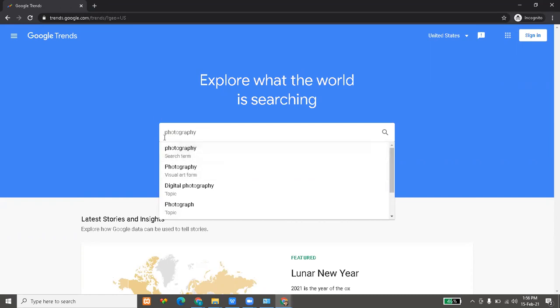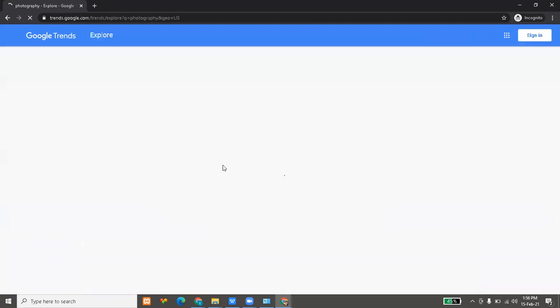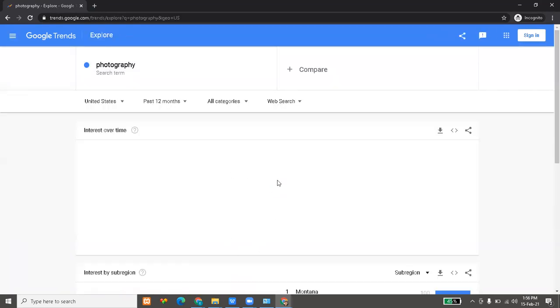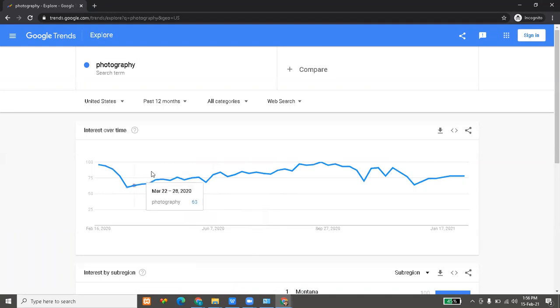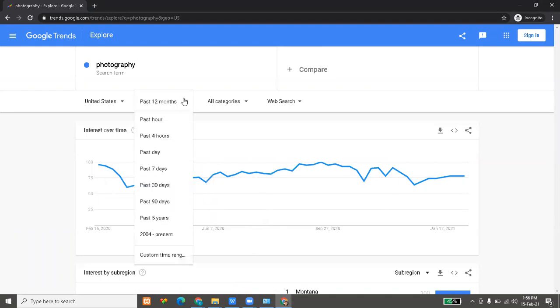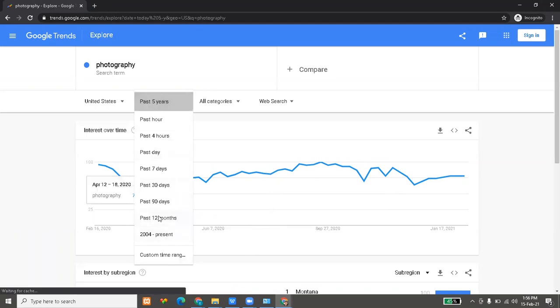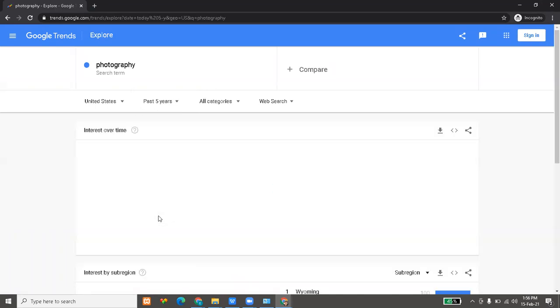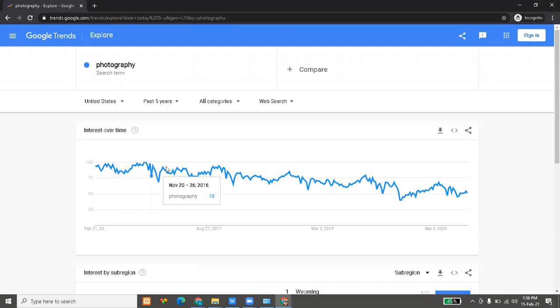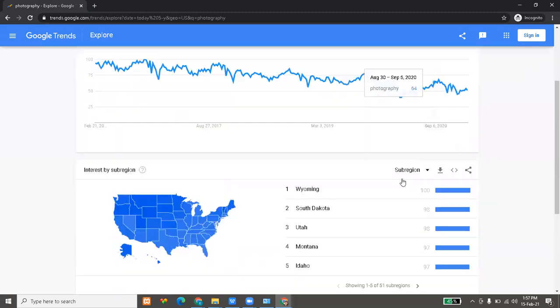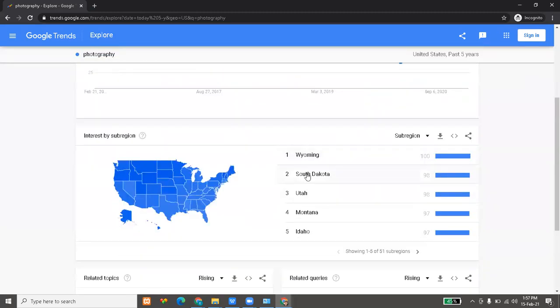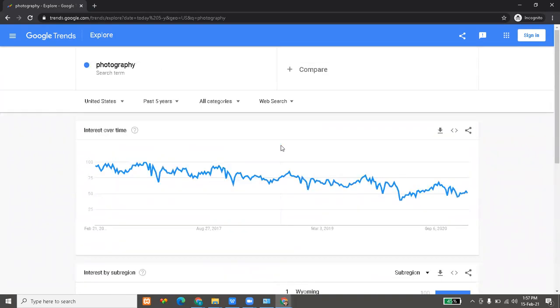Okay, so sometimes they also give you additional ideas. You can continue researching. This is free, and you can see how the trend is over time. It seems to be quite consistent. I can even put it for the past 5 years. So we can see what the trend is like over the past 5 years as well. It looks a bit down, but you can actually filter further to see the regions where this trend is going up.